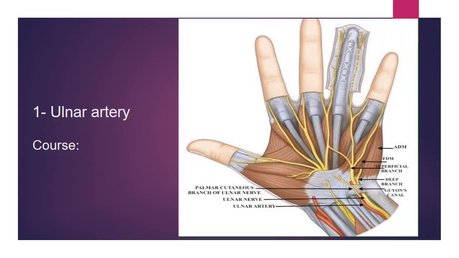Now let's talk about the course of the ulnar artery in the hand. Here is the image of the hand. This is the radial artery. This is the ulnar artery. The ulnar artery enters the hand by passing superficial to the flexor retinaculum between the pisiform and the hook of hamate.